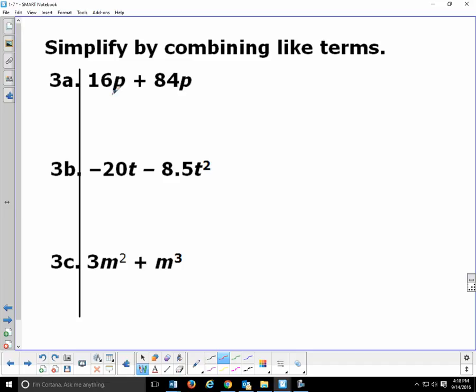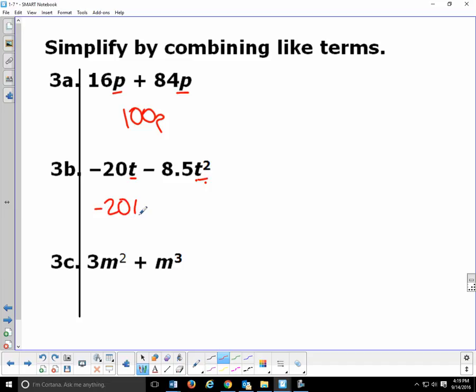If I look at 3a, the variables are the same. So we're going to combine them together. 16 p's plus 84 p's, 100 p's. That's a lot of p's on your plate. For 3b, t and t squared are different. They're not alike. We're stuck. We can't do anything with those. That's apples and bananas. Can't do it.